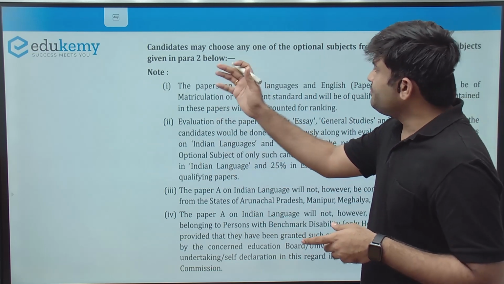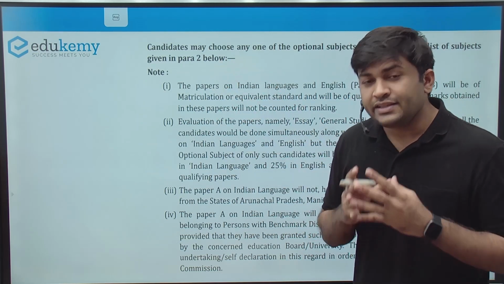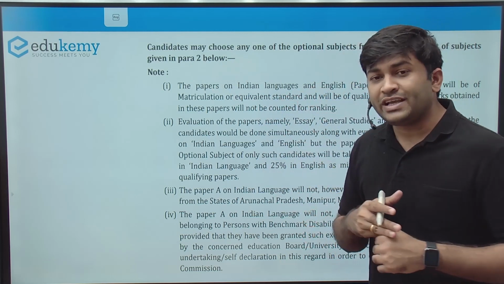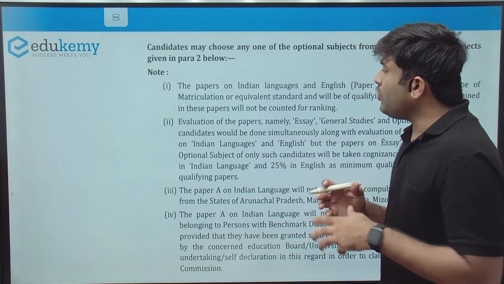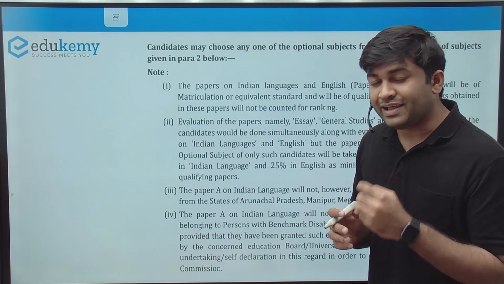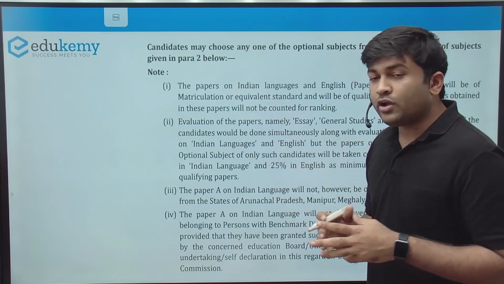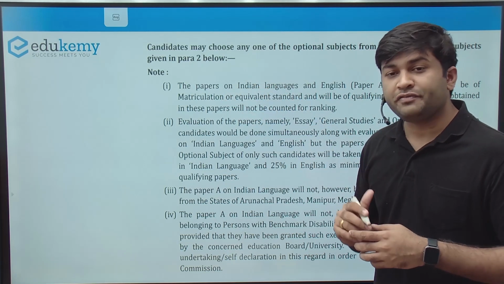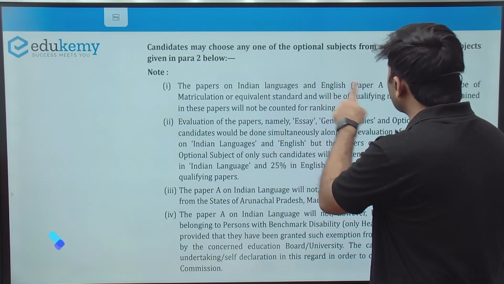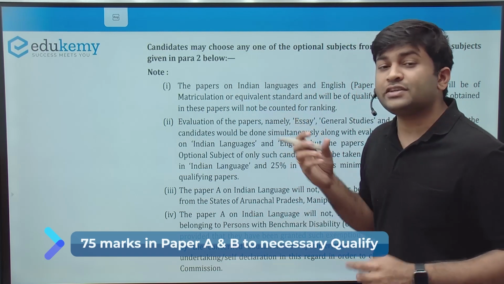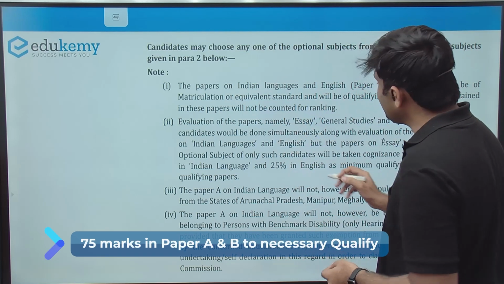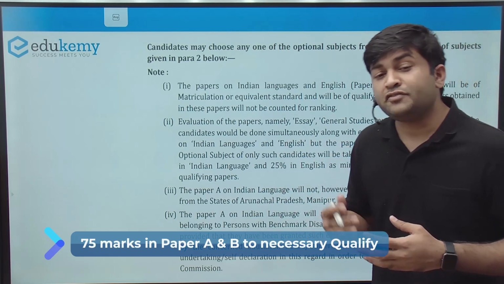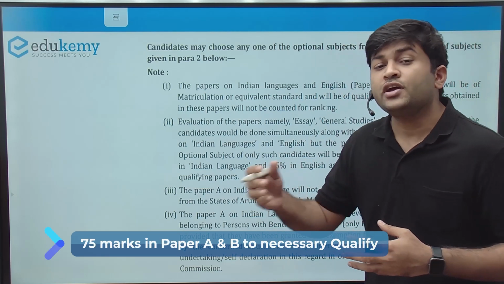Now regarding the qualifying papers, the papers on Indian language and English will be of matriculation or equivalent standard. Yes, the standard or level of the papers is also mentioned in the notification, and they will be of qualifying nature. And what is the qualifying percentage? The percentage is 25% in each of the papers. That is 75 marks you have to secure for qualifying.